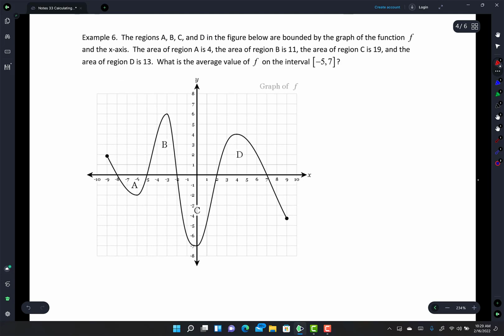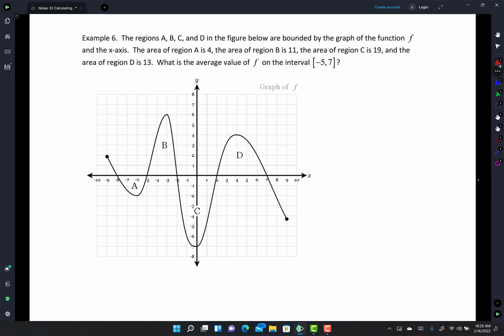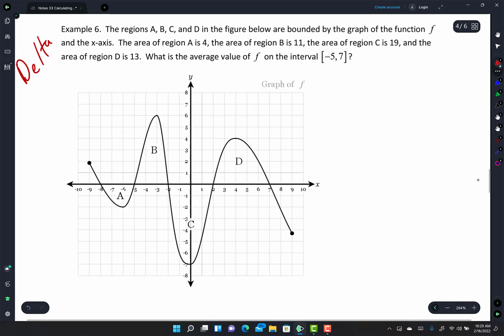Example 6, what do we have here? Obviously, you can tell, as soon as you see this format, where did I get this question from? Yeah, let's give them credit. Delta. I got this from Delta.